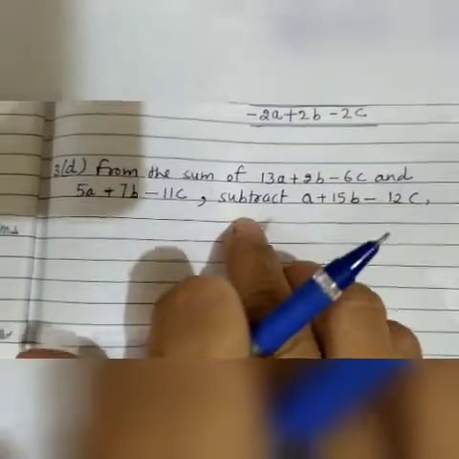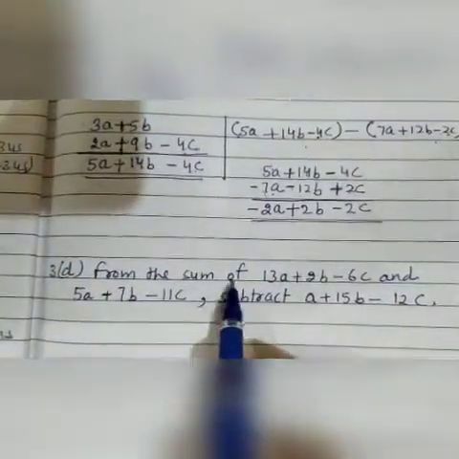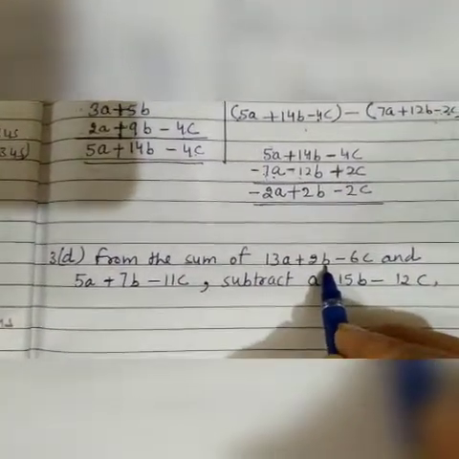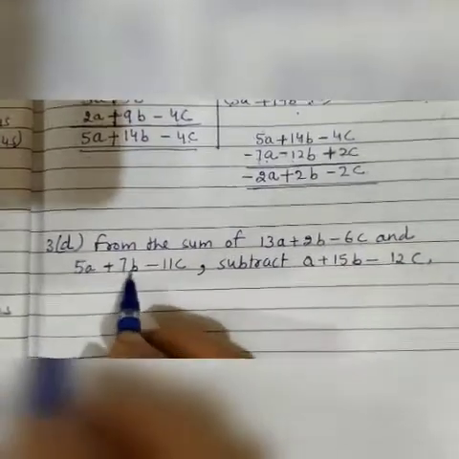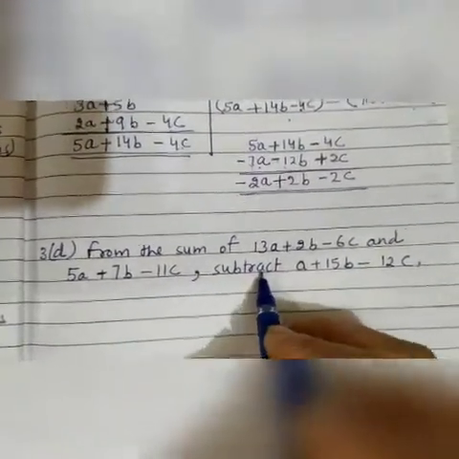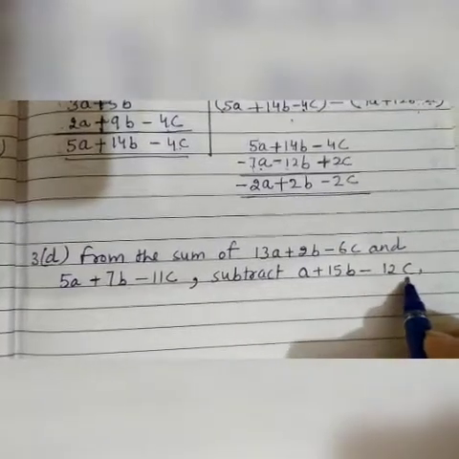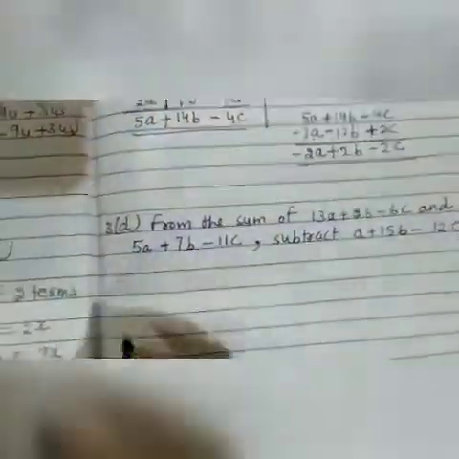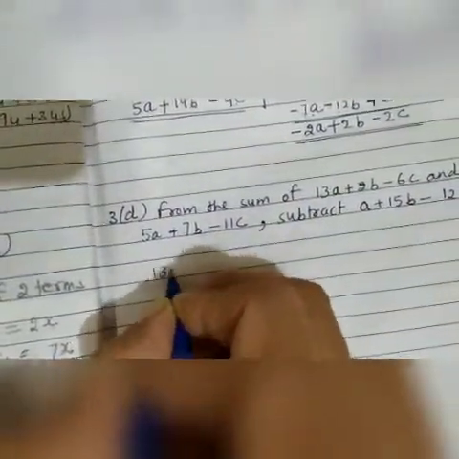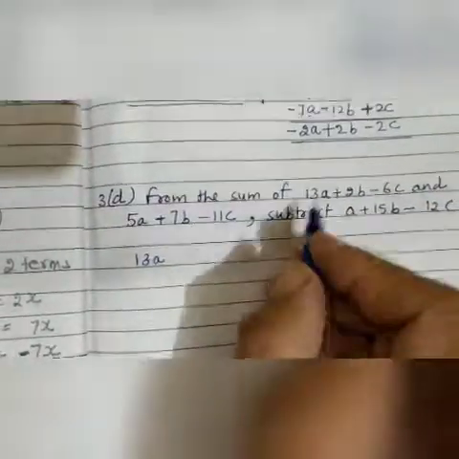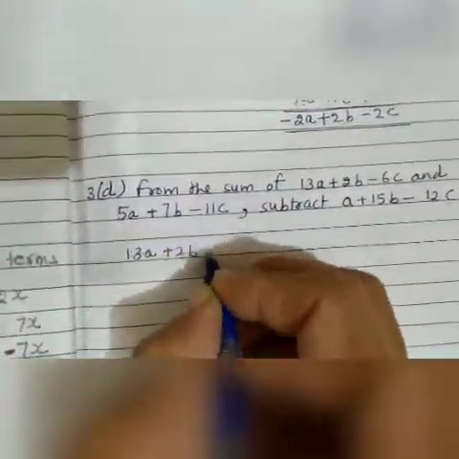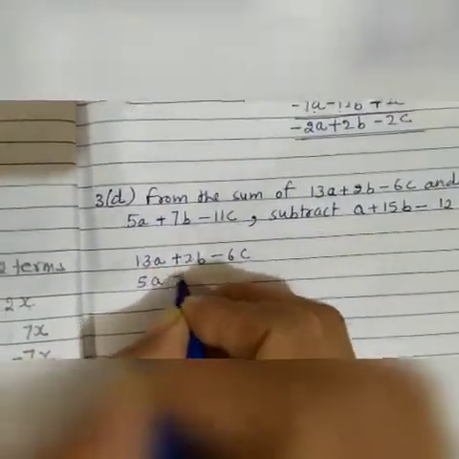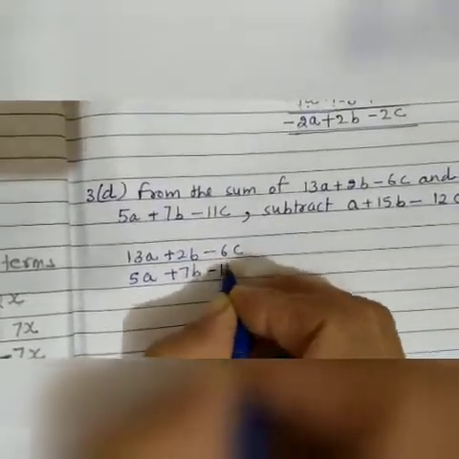Same question here. See here. From the sum of 13a plus 2b minus 6c and 5a plus 7b minus 11c, subtract a plus 15b minus 12c. First we will find the sum of this one and this one as we did here. So let us see what is the sum of 13a plus 2b minus 6c, and the next algebraic expression 5a plus 7b minus 11c.